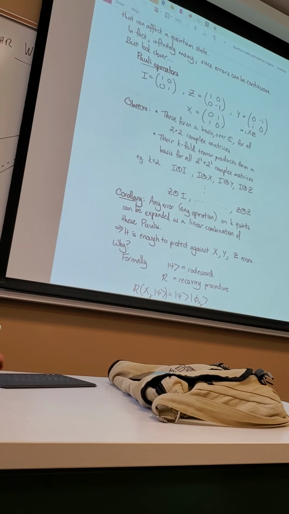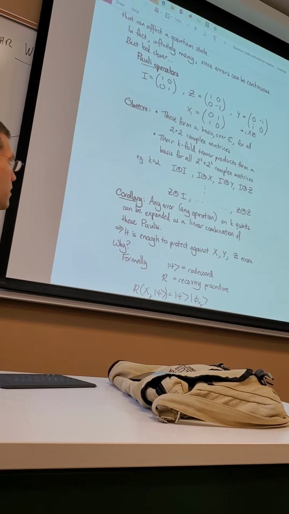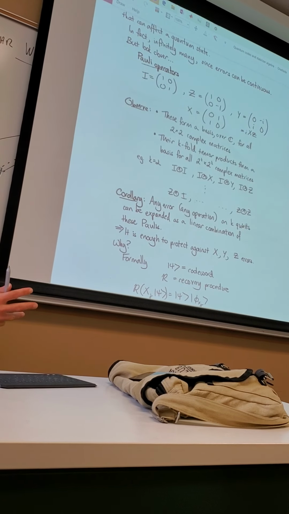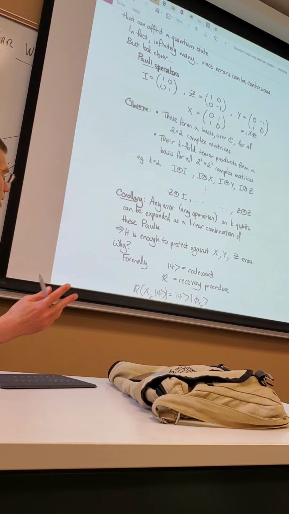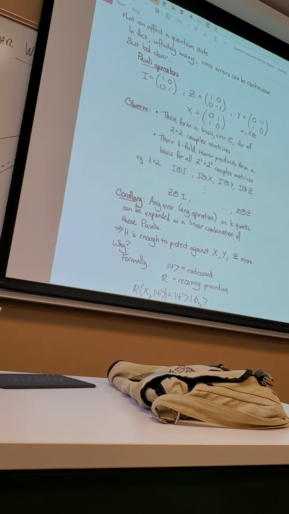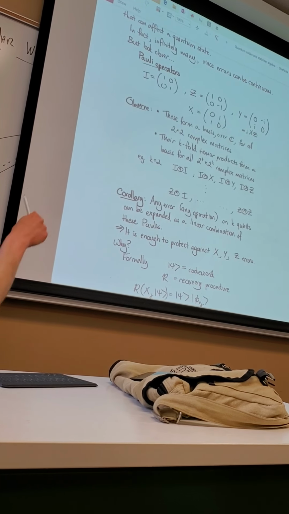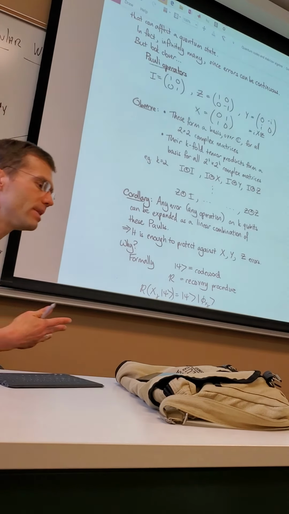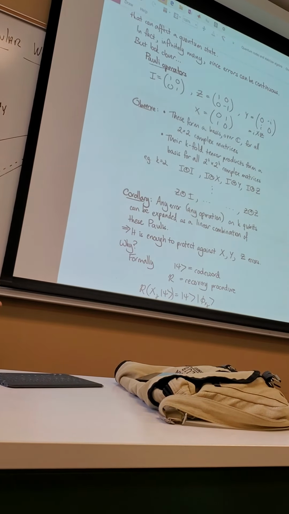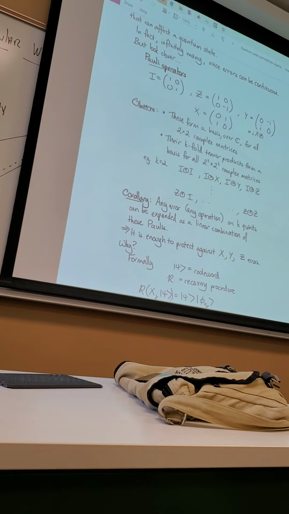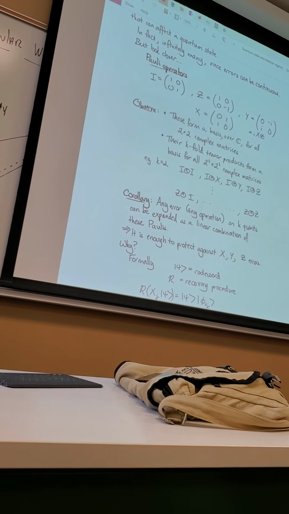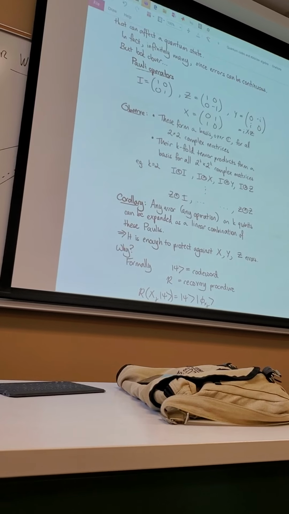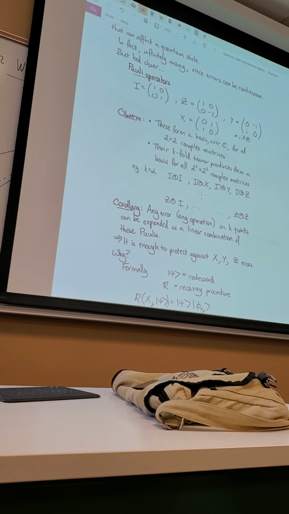And what this means is that any error, even a continuous error, even a channel, not a unitary, whatever, can be expanded as a combination of these basic Pauli matrices. Intuitively, if you have an error correction procedure that works against Pauli errors, then it works automatically against arbitrary errors, because arbitrary errors can be expanded out on the basis of Pauli errors.